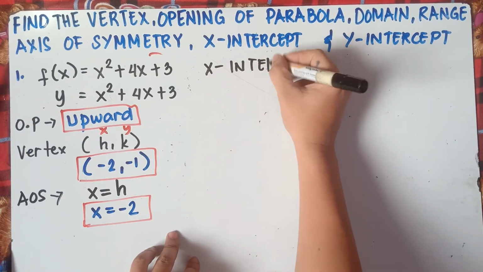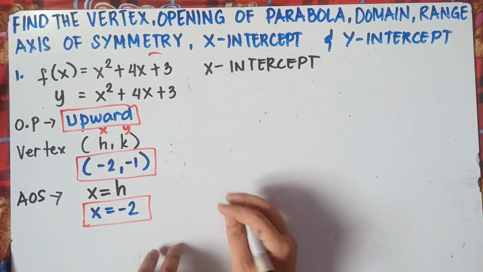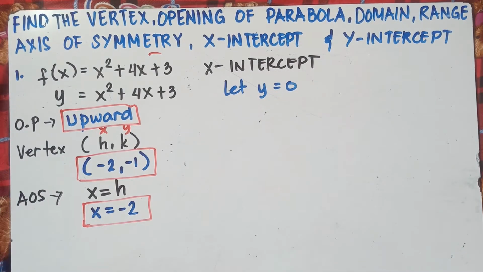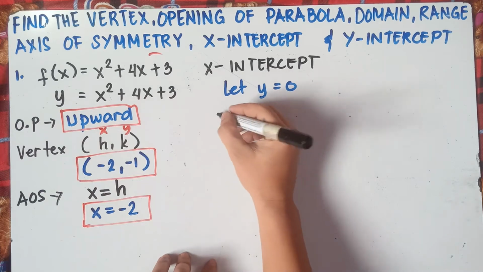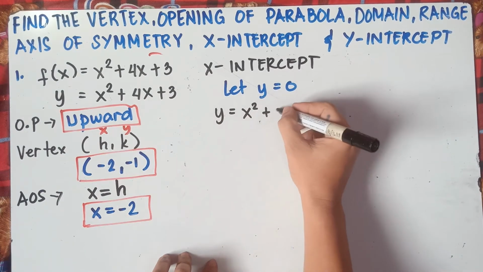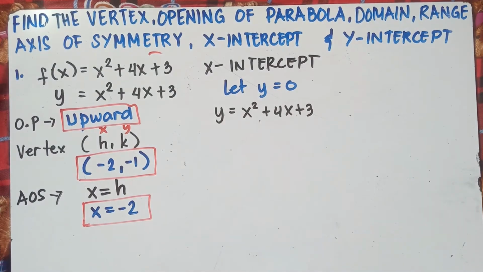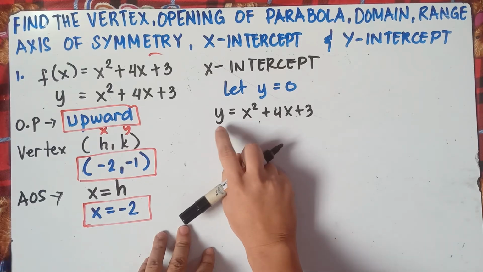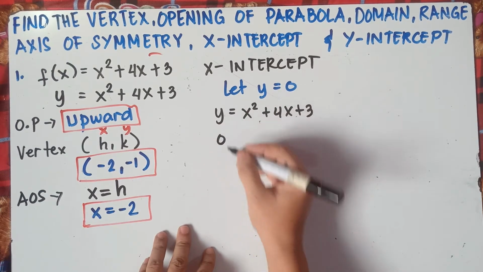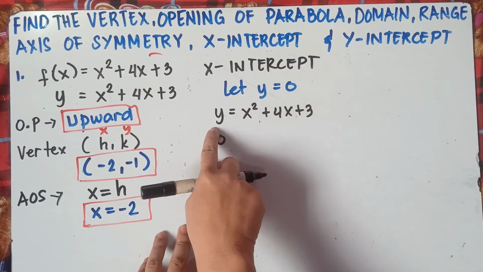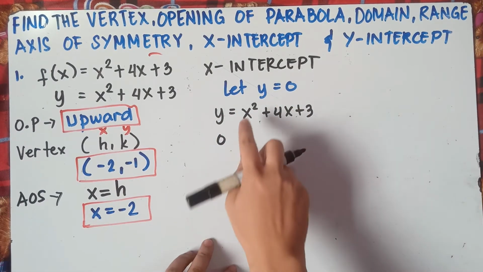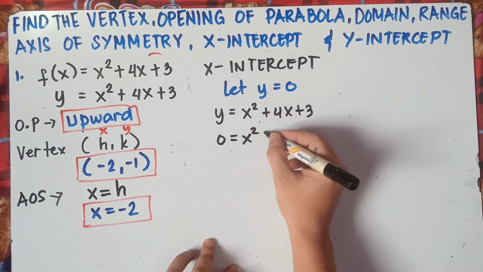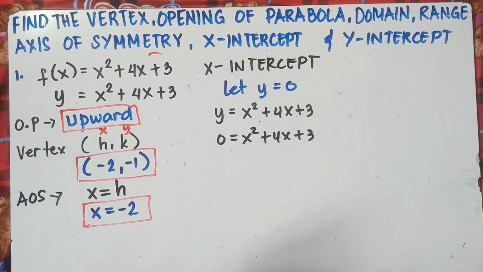To find the x-intercept, you let y equal to 0. So copy this equation, y equals x squared plus 4x plus 3. Just simply let your y equal to 0, so instead of y, you write 0. Substitute 0 for the y value. Once again, class, to get the x-intercept, you let y equal to 0. So this y becomes 0, equals x squared plus 4x plus 3. So you need to find the value of x.